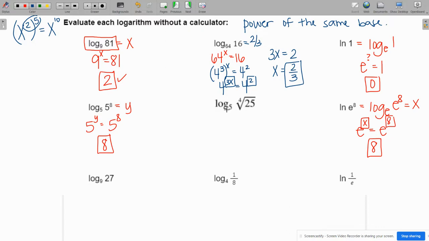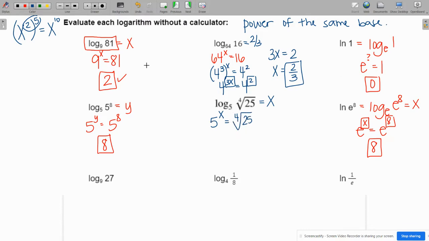Let's try another one. Log base 5 of the 4th root of 25. Again, we don't know what this equals, so sometimes rewriting it like an equation can help us to rewrite it as an exponential equation. So the exponential version would be 5 to the x power equals the fourth root of 25.